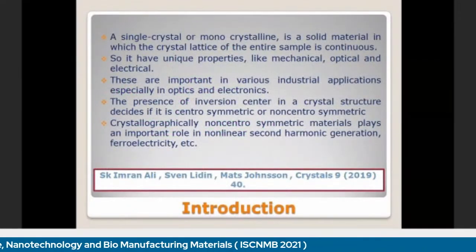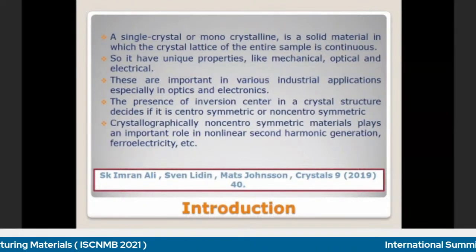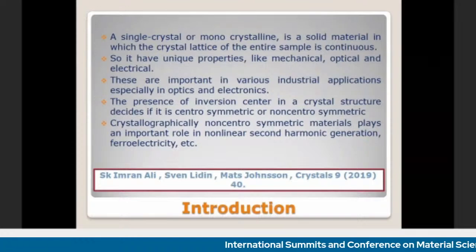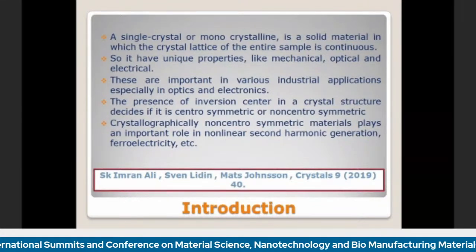A single crystal, or monocrystalline, is a solid material in which the crystal lattice of the entire sample is continuous. So it has unique properties like mechanical, optical, electrical, etc. These are important in various industrial applications, especially in optics and electronics.